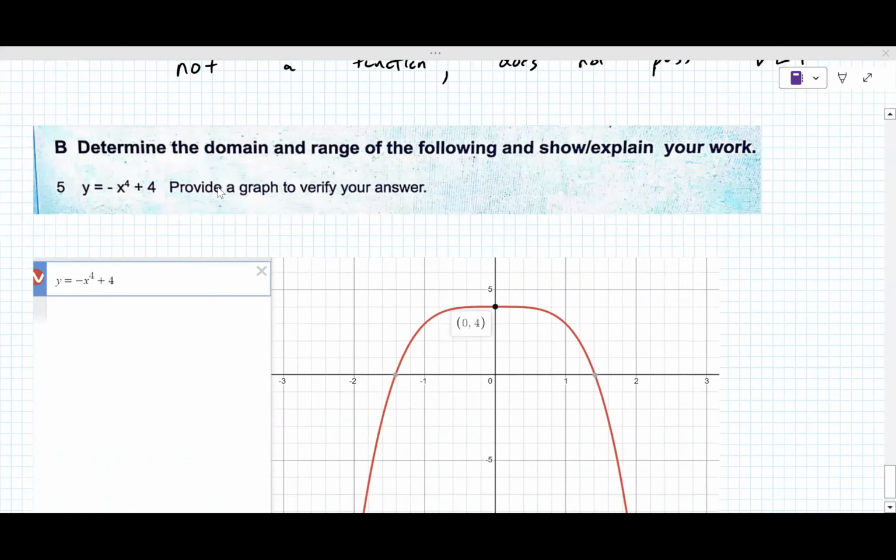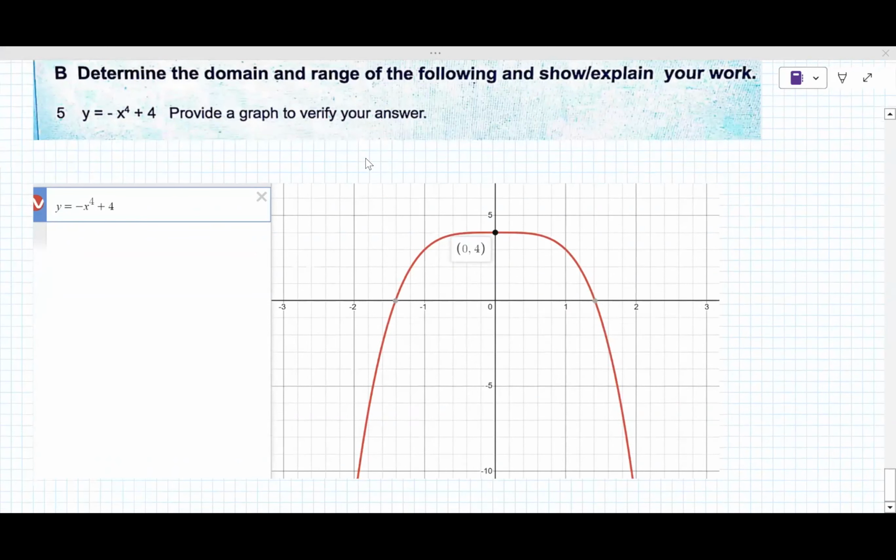So the graph is here. We now need to determine the domain and range. The domain is the easy one. Until otherwise told, your domain is going to be all real numbers. Some teachers are okay with all real numbers in words. Some want what's called interval notation, -infinity to infinity.